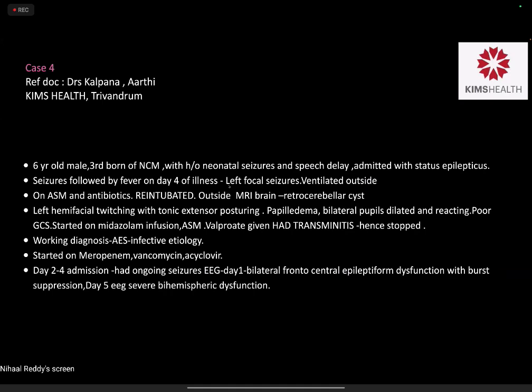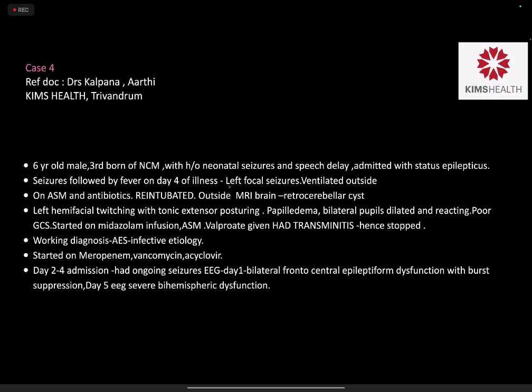This is the case of a 6-year-old male child who was the third born of non-consanguineous marriage with a background history of neonatal seizures and speech delay. He was admitted with status epilepticus outside and referred on day 7 of illness. Prior to referring here, he had seizures followed by fever on day 4 of illness, and they were left focal seizures and he was ventilated.